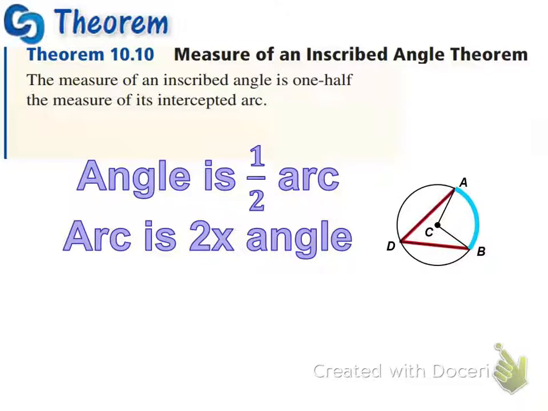In the middle of the page. The angle is half the arc; the arc is double the angle. So let's say that arc AB was 100 degrees. We'll make this easy. What would the measure of its inscribed angle be? 50. So angle D would be 50. So you can fill it into your picture.